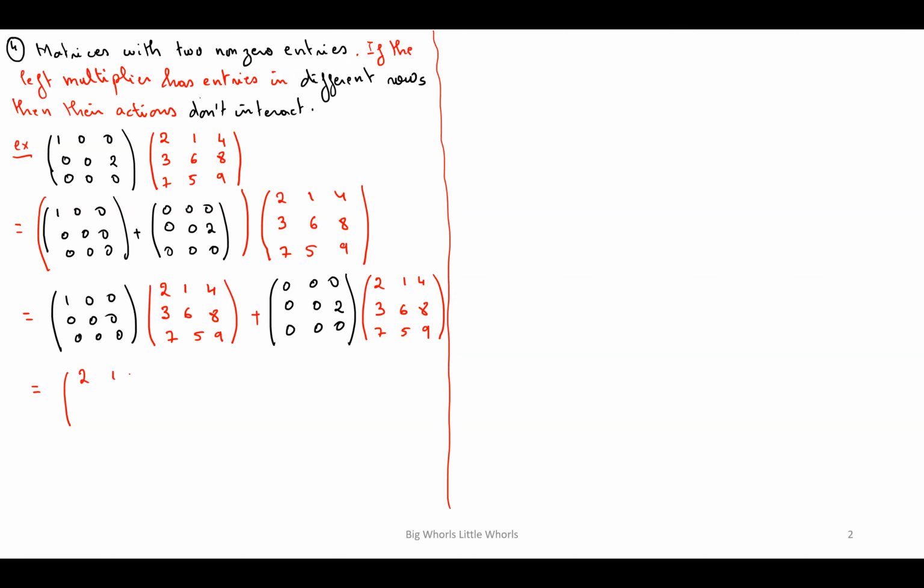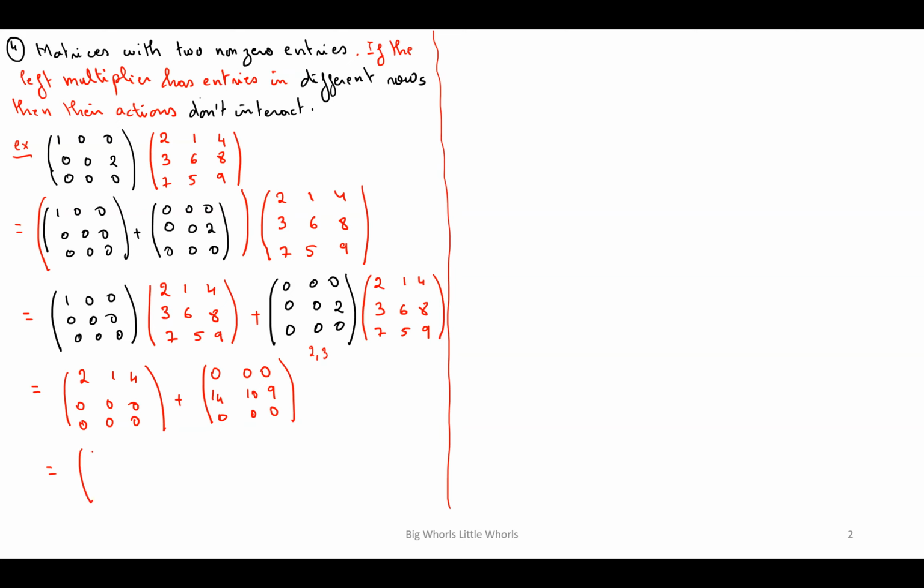So we have 2 1 4 and then 0 0 0 0 0 0. Plus here we have a second row, third column. It will copy the third row into the second row and then multiply it by 2. So the third row 7 5 9 multiplied by 2 is 14, 10, 18. And the third row is 0 0 0. Let's do the addition and see.